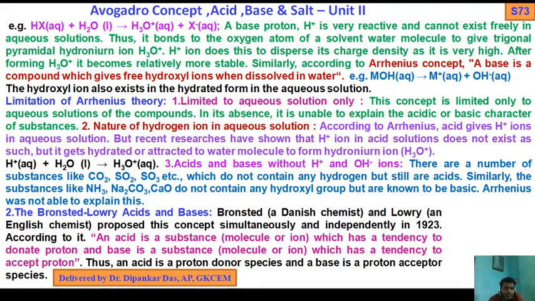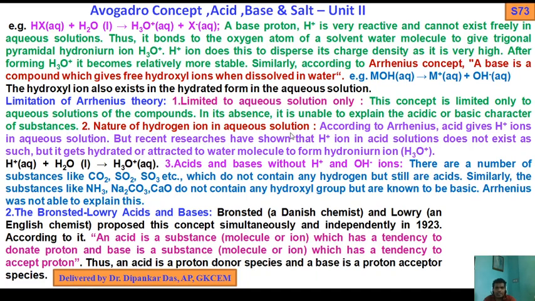But what are the drawbacks or limitations of the Arrhenius theory? Number one, it is limited to aqueous solutions only. This concept applies only to aqueous solutions of the compound. In its absence, it is unable to explain the acidic or basic character of the substance. Number two, the nature of the hydrogen ion in aqueous solution.